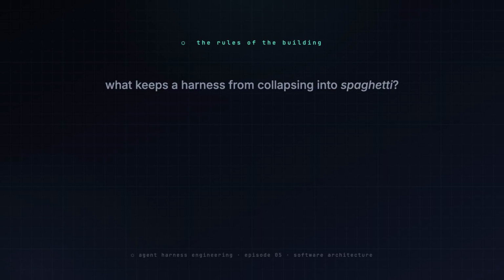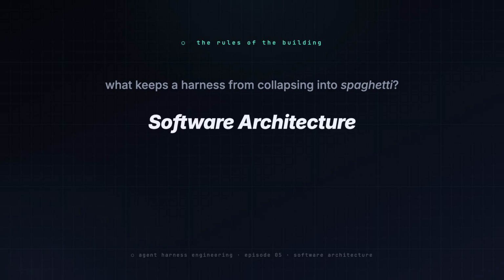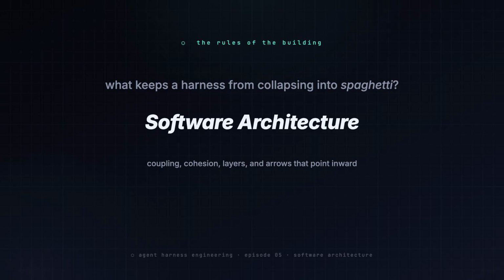Last stage, we split the agent into a controller that decides and an executor that acts. The model never touches your files. But that split is just one wall in a much bigger building. So here's the question. When you have hundreds of moving parts, what stops the whole thing from collapsing into spaghetti?